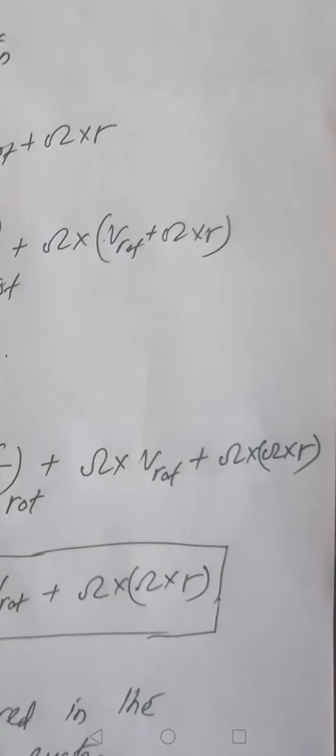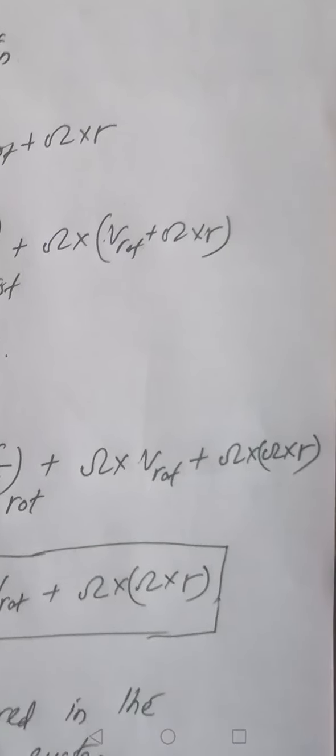Therefore a inertial is equal to a rotational plus 2 times omega cross v rotational plus omega cross omega cross r. So this is the general formula for a inertial. A inertial is not equal to a rotational, but here it comes 2 times omega cross v rotational plus omega cross omega cross r.